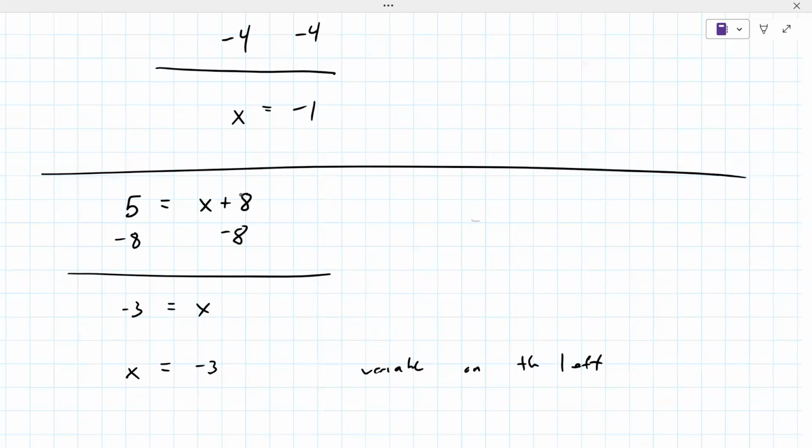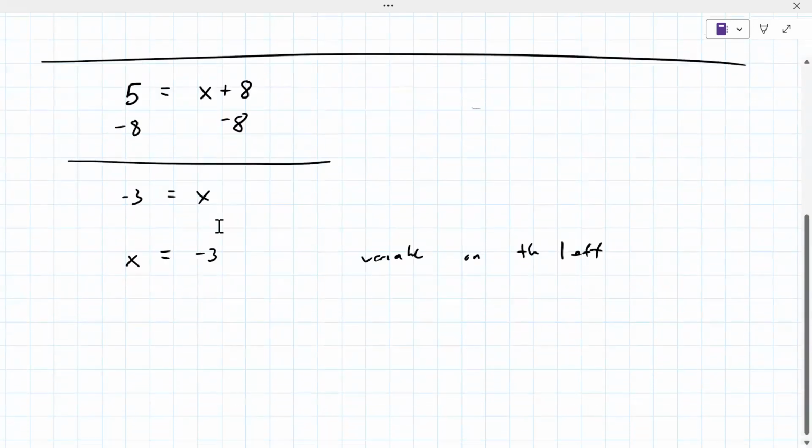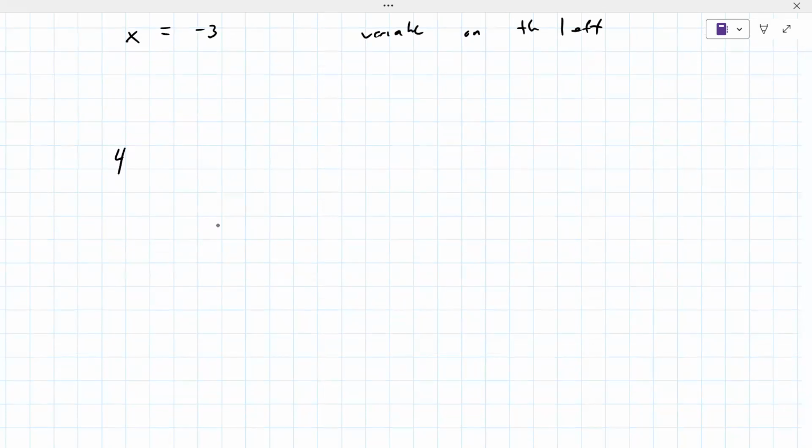All right, let's look at another one here. Let's say it's 4 plus x equals -1. Okay. Look at the side with the variable. Is the 4 positive or negative? Positive. So how do you undo a positive number? You subtract it from both sides.